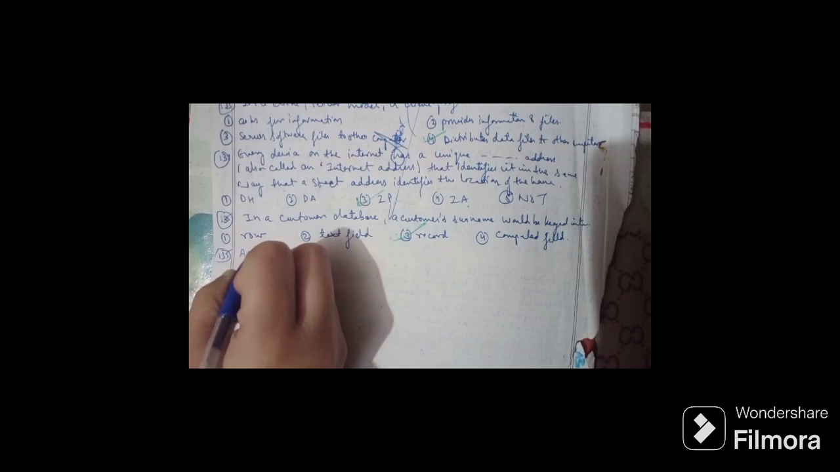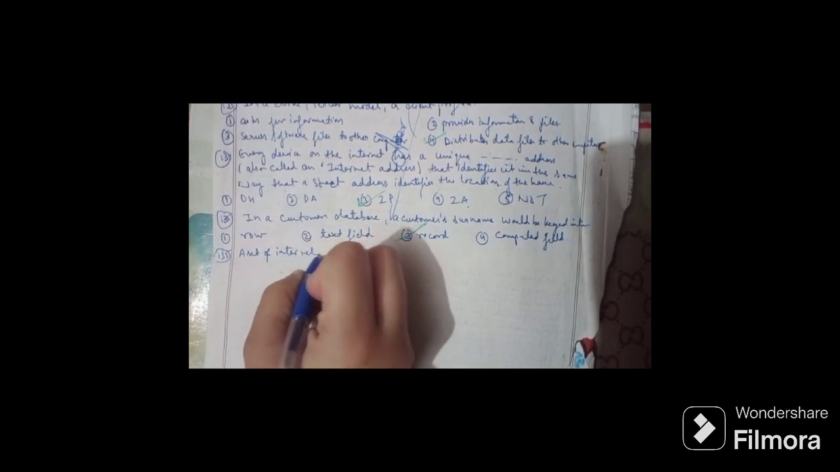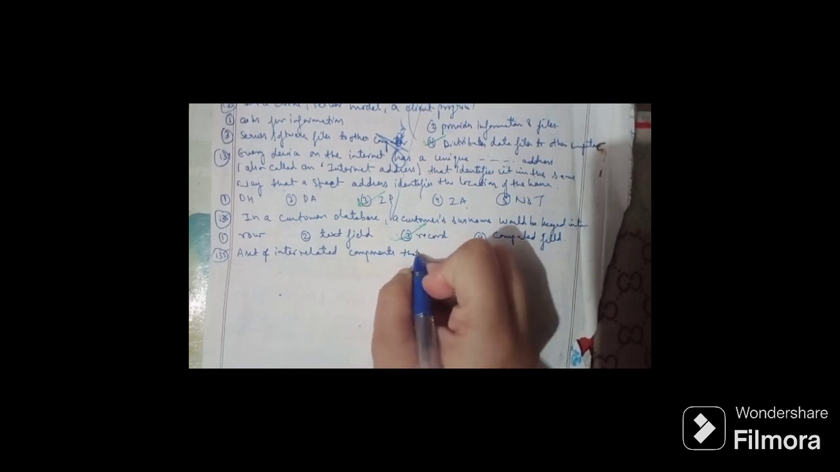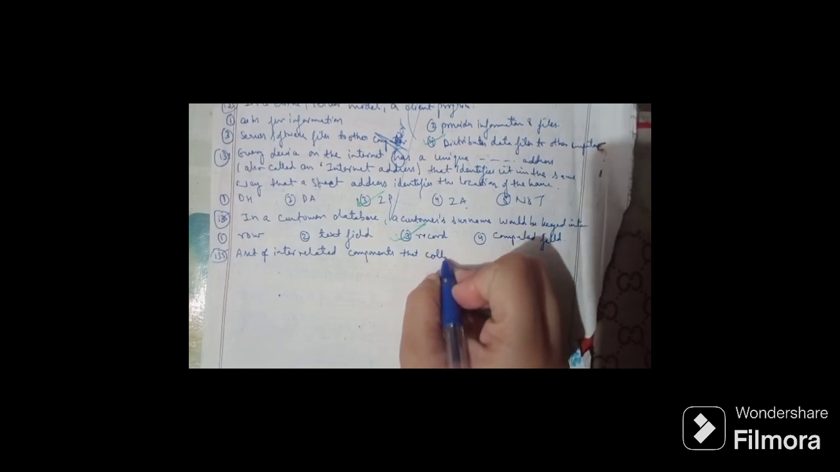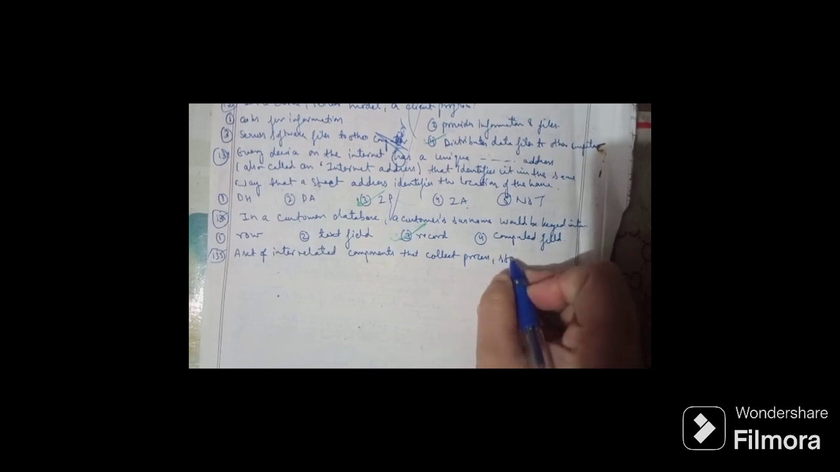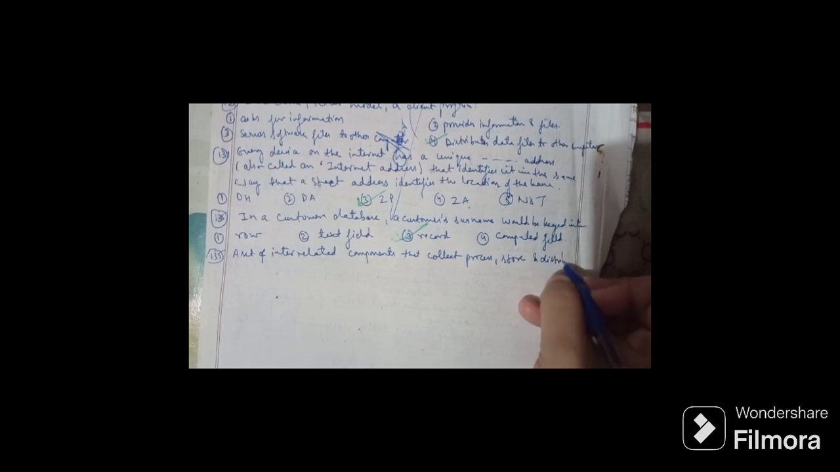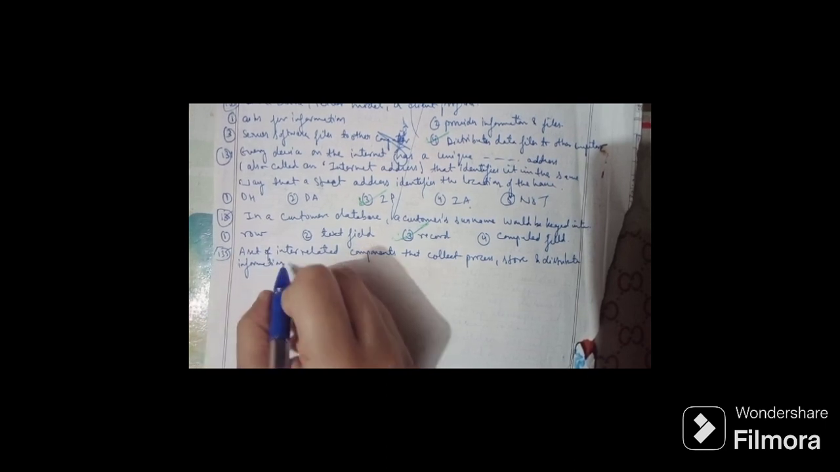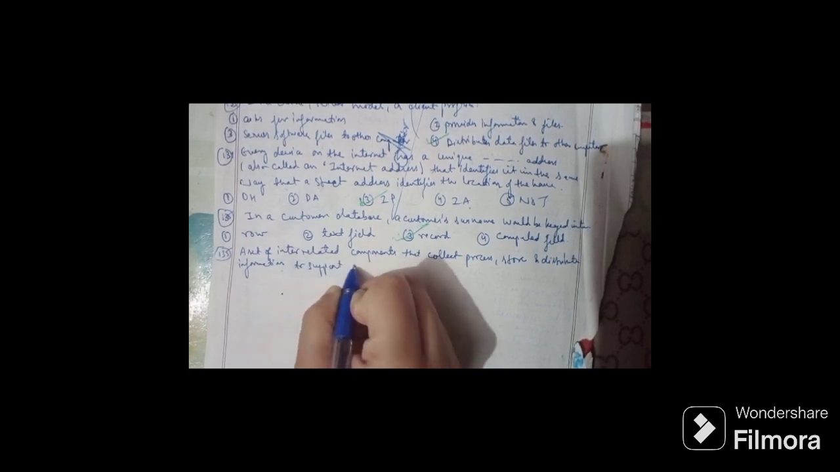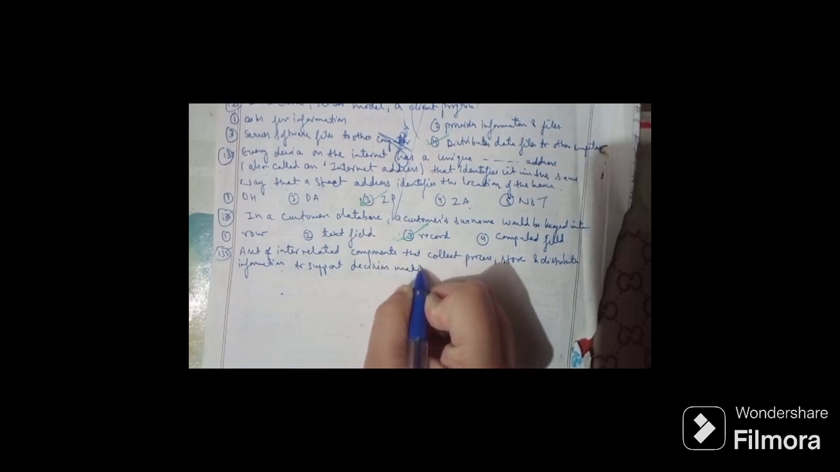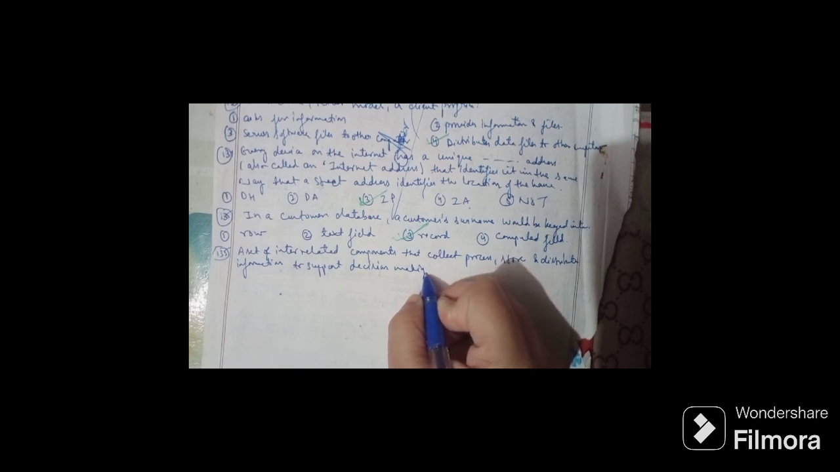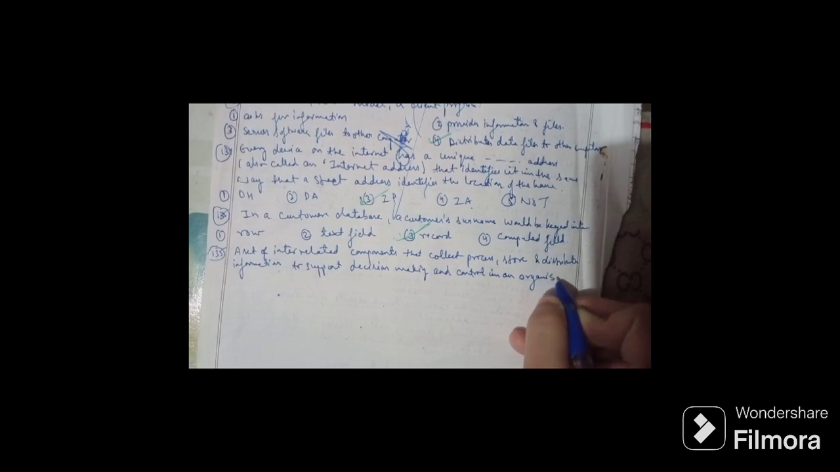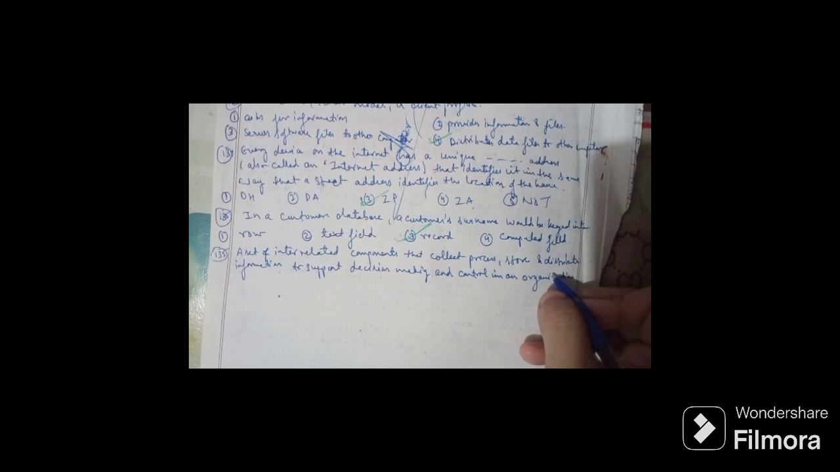So a set of interrelated components that collect, process, store, and distribute information to support decision making and control in an organization best defines.